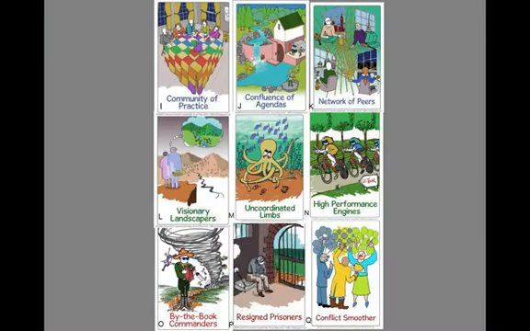So here are the 9 metaphors that we've got for you: community of practice, confluence of agendas, network of peers, visionary landscapes, uncoordinated limbs, high-performance engines, by-the-book commanders, resigned prisoners, and finally conflict smoother, or smoothers, if we're putting it into an organizational sense. So choose one of those, and in the chat area type the letter and why you chose that as how you go about creating leadership, creating the shared outcomes of direction, alignment, and commitment.